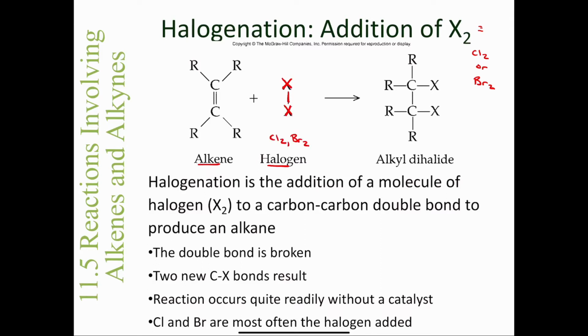And what's going to happen is we're going to end up breaking the pi bond and we're going to form two new sigma bonds between carbon and the halogen. Again, just to reiterate, because these are the things you have to know, the reaction occurs quite readily without any catalyst, so no palladium, platinum, or nickel required. That is only for hydrogenation. And again, chlorine and bromine are most often the halogen added.